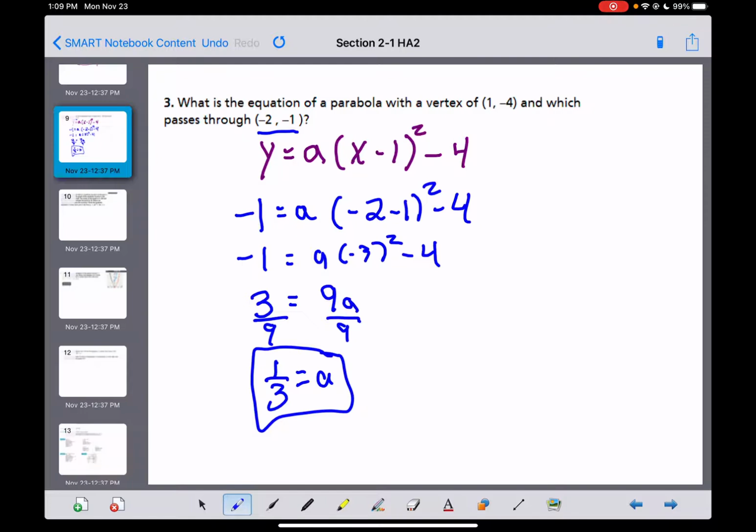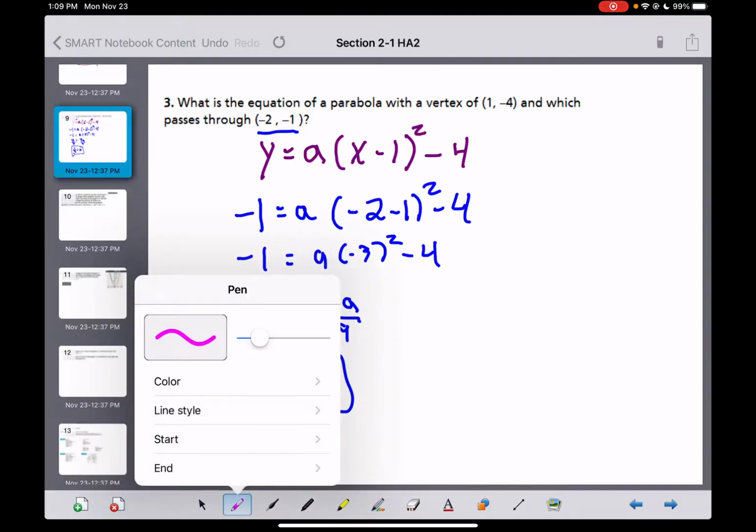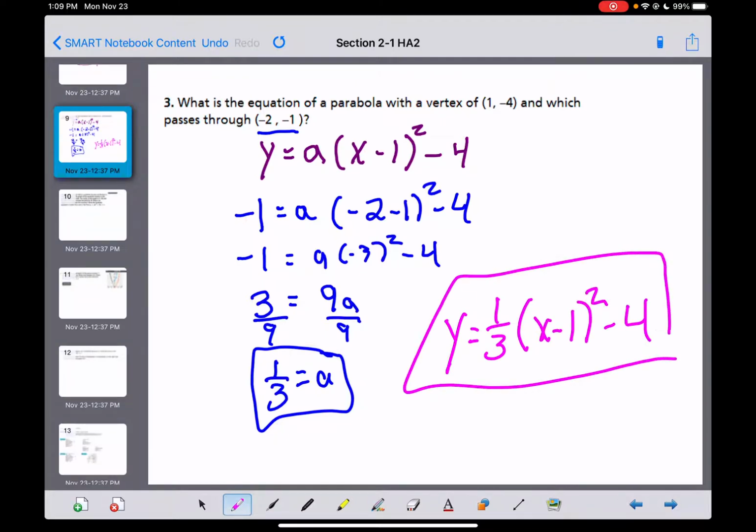So now I know my a value, so I can go ahead and write the equation of the line. y is equal to my a value, 1/3, (x minus 1) squared minus 4. That's the equation of the parabola with a vertex of (1, -4) that passes through the point (-2, -1). And they're all done that way.